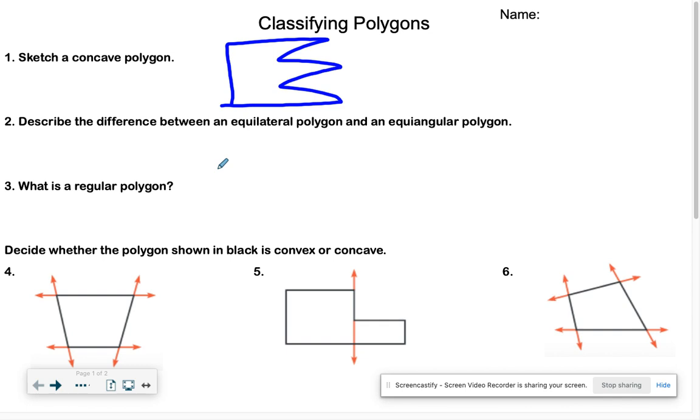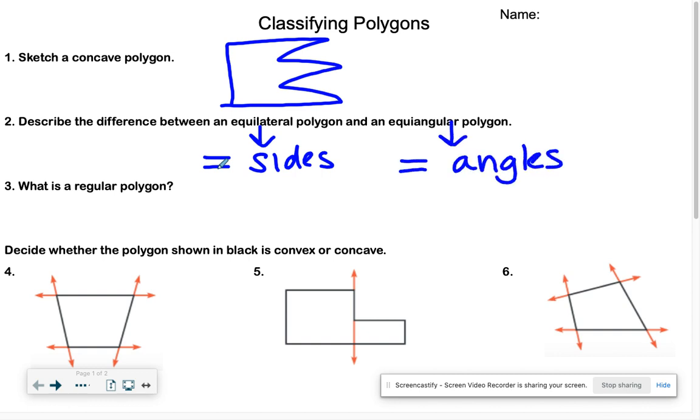Number 2, describe the difference between equilateral and equiangular. So equilateral means equal sides. Equiangular means equal angles. Number 3, what is a regular polygon? Remember, a regular polygon has all sides and angles that are equal.